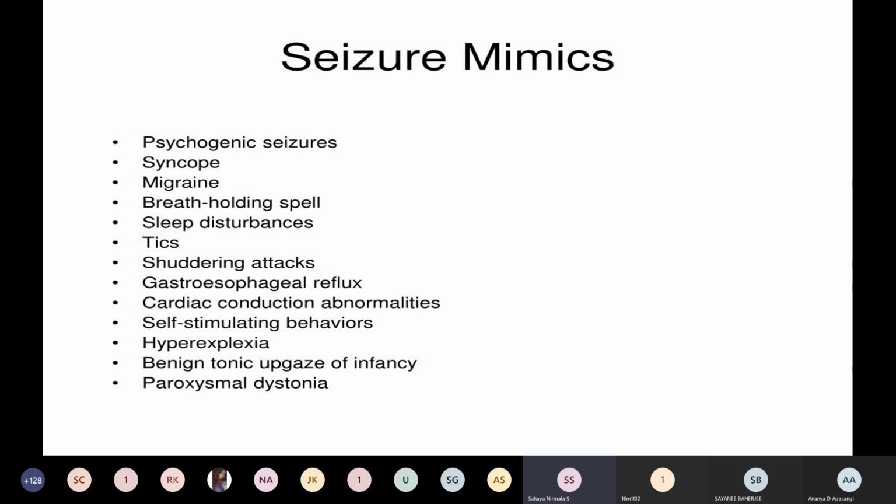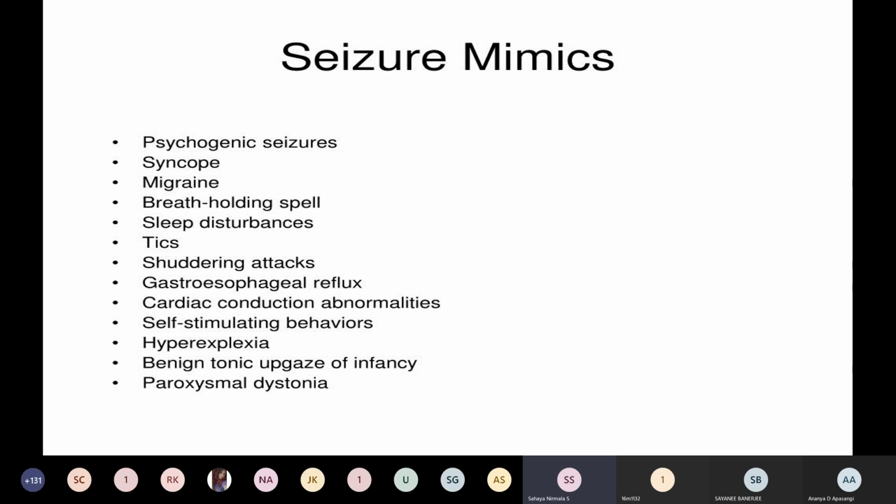The first one is psychogenic seizure. As the name tells, it is not a true seizure, and it is also called a pseudo seizure. The present terminology for psychogenic seizure is psychogenic non-epileptic seizures, that is PNES. When we take a history of seizure, the pattern of limb movements, what the preceding events are, what the following events are, what the type of movements is, how the sensorium of the child is, and whether the child gets any injury: these are very significant points which help us differentiate whether it is a true seizure or a psychogenic seizure.